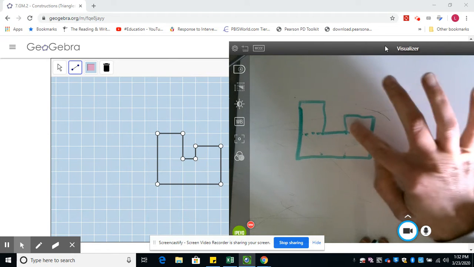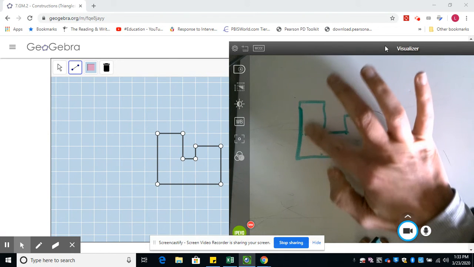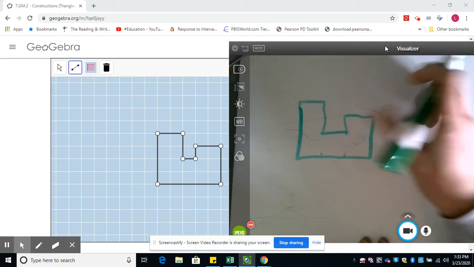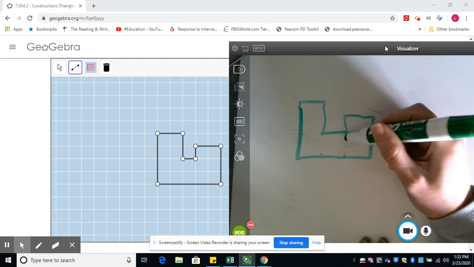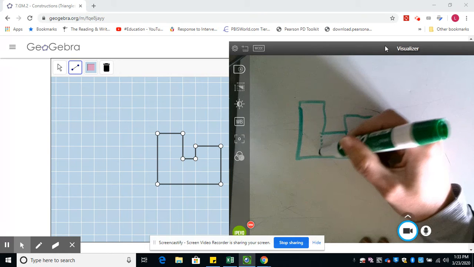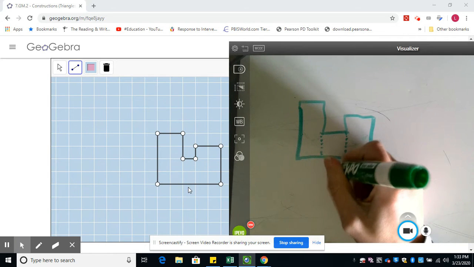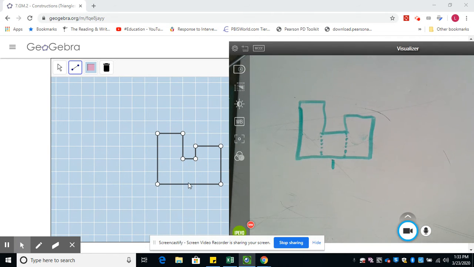We're just looking for smaller rectangles so we can use that formula, length times width, to determine the area of those smaller rectangles, and then we'll add them all up. So I'll go with my first one. And I see here, this lower one is 1, and it's 2 high.